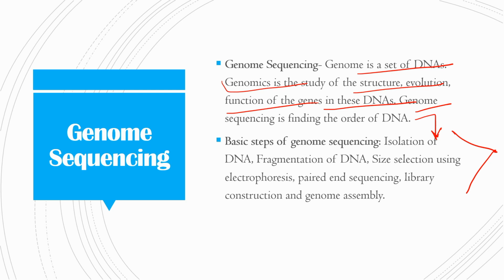और ये किया कैसे जाता है, इसके कुछ steps होते हैं. If it is asked, we can definitely go for it. So first is isolation of the DNA and then fragmentation of DNA, site selection using electrophoresis, paired end sequencing, library construction, and genome assembly. So this is how the sequencing is done.